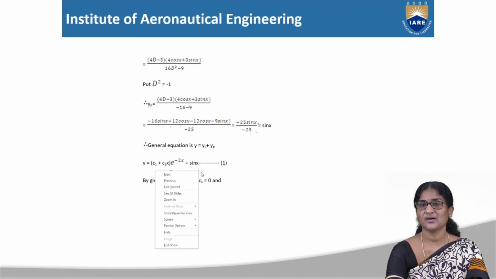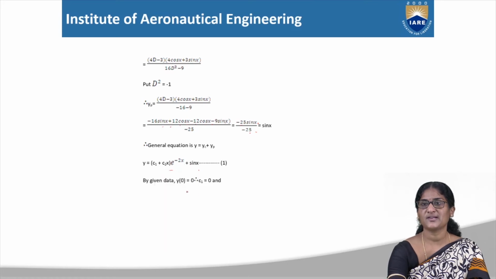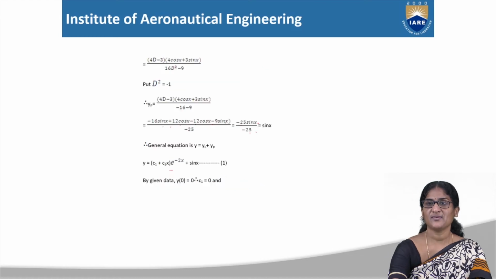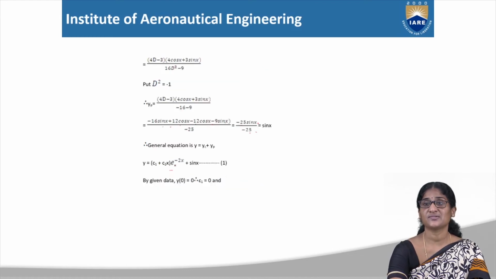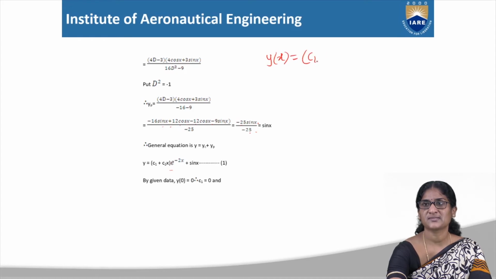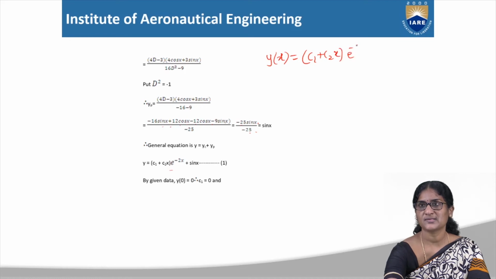Now the problem is not yet completed. We have boundary conditions given in the question. What are the boundary conditions? y of 0 is equal to 0, y dash of 0 is equal to 0. Now you take this one. So we have got y of x is equal to c1 plus c2x e power minus 2x plus sin x is the complete answer.